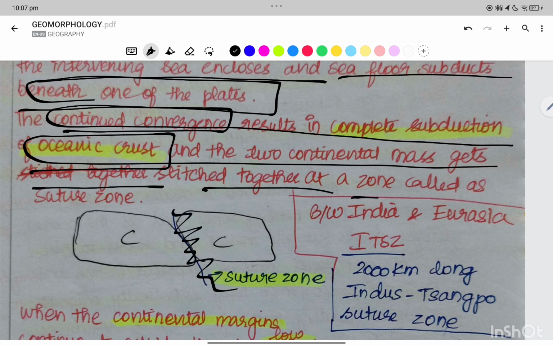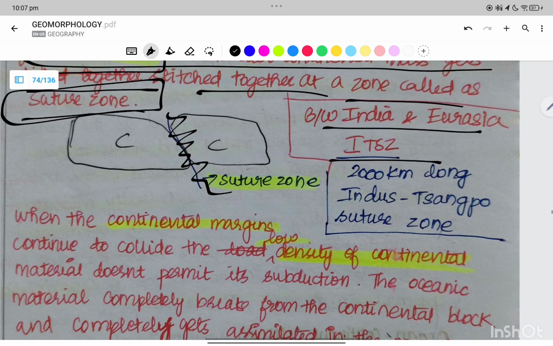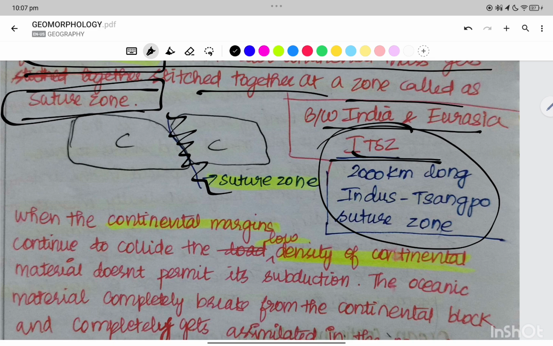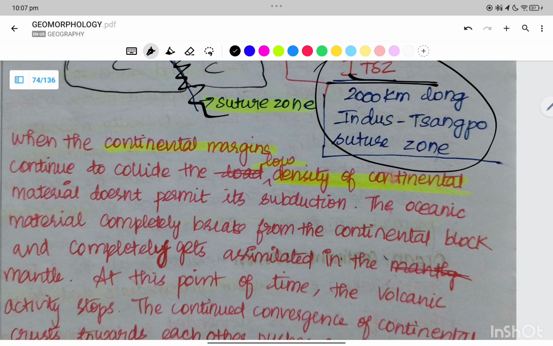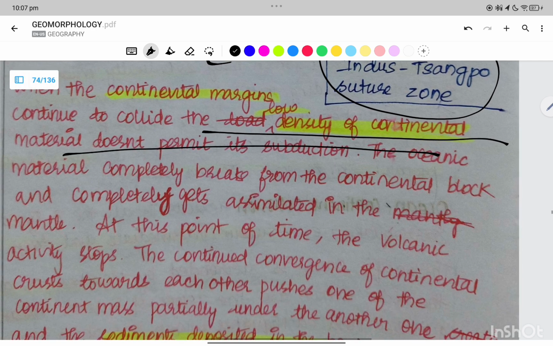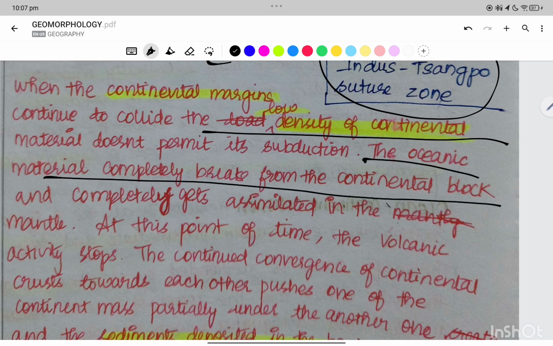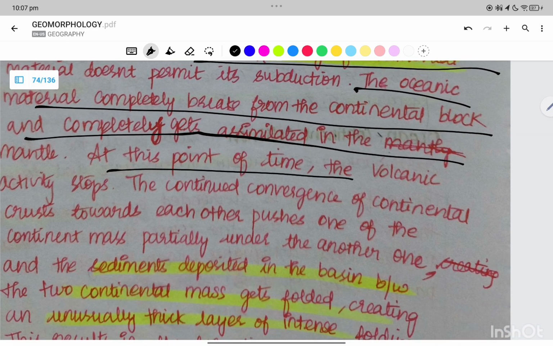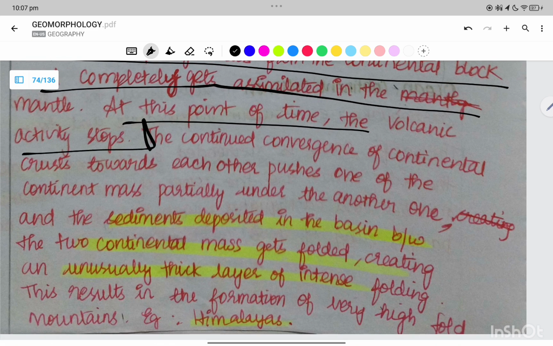Stitching is going to happen, and it is called a suture zone between India and Eurasia, and then we have the ITSZ, Indo-Tibetan Suture Zone. And the continental margins continue to collide. The low density of the continental material does not permit its subduction. The oceanic material completely breaks from the continental block and completely gets assimilated in the mantle. At this point of time, volcanic activity stops.